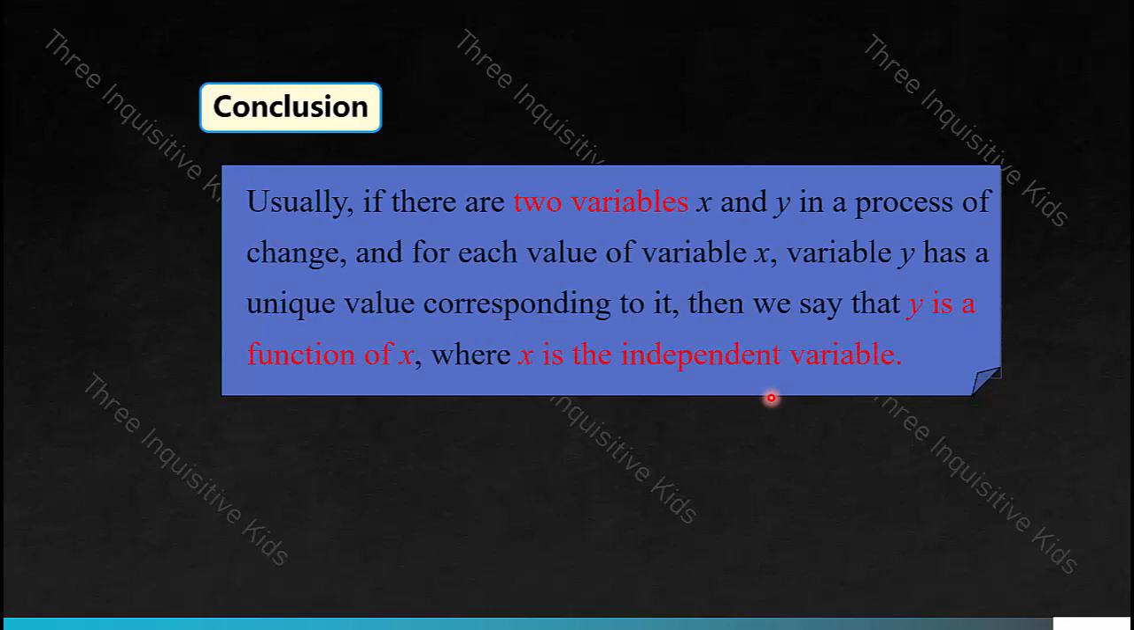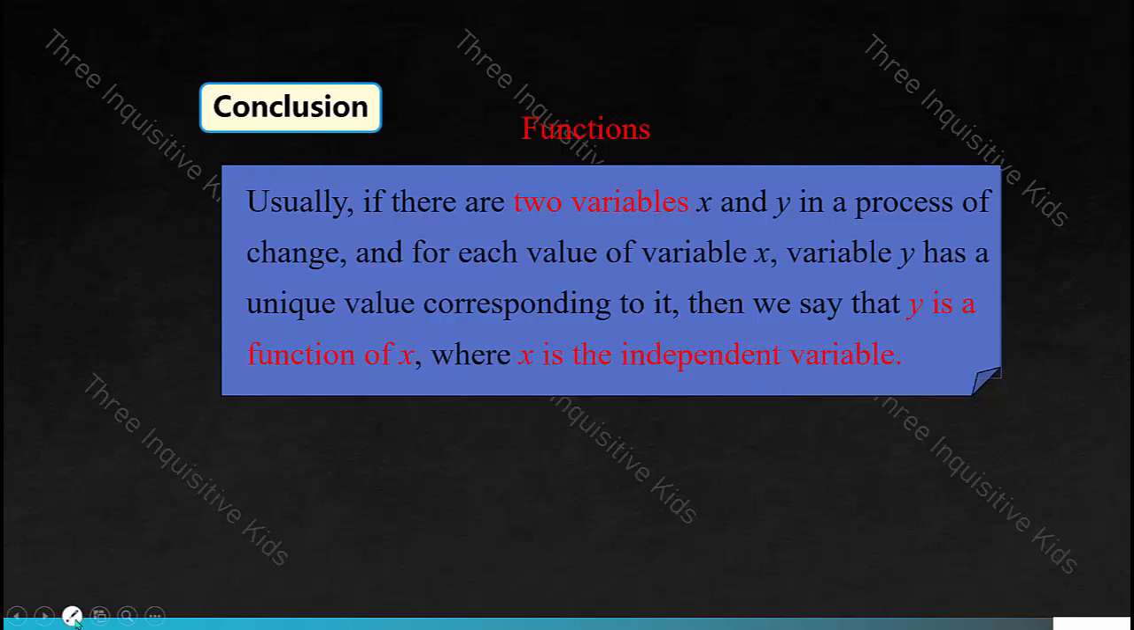Conclusion. Usually if there are two variables, x and y, in a process of change, and for each value of variable x, variable y has a unique value, so one-to-one correspondence to it, then we say that y is a function of x, where x is the independent variable. So two very important vocabulary words just came up. Function of x and independent variable. What does independent variable mean? Independent variable means that from the problem, this is a variable that changes on its own.